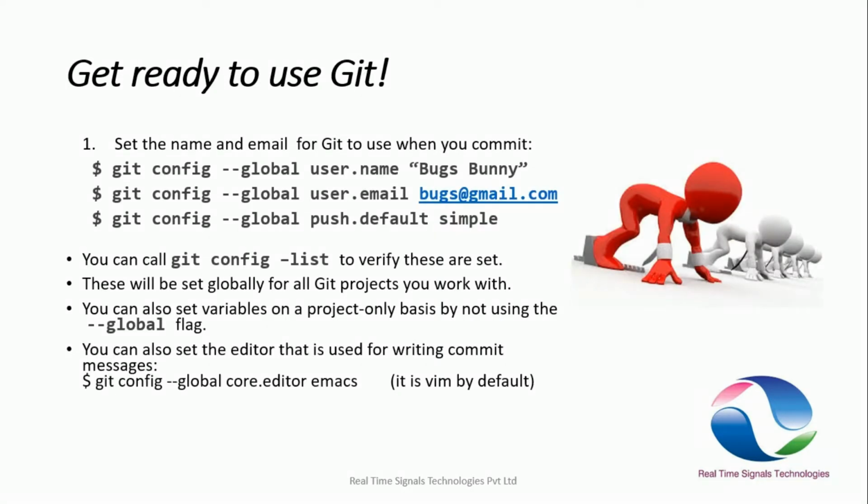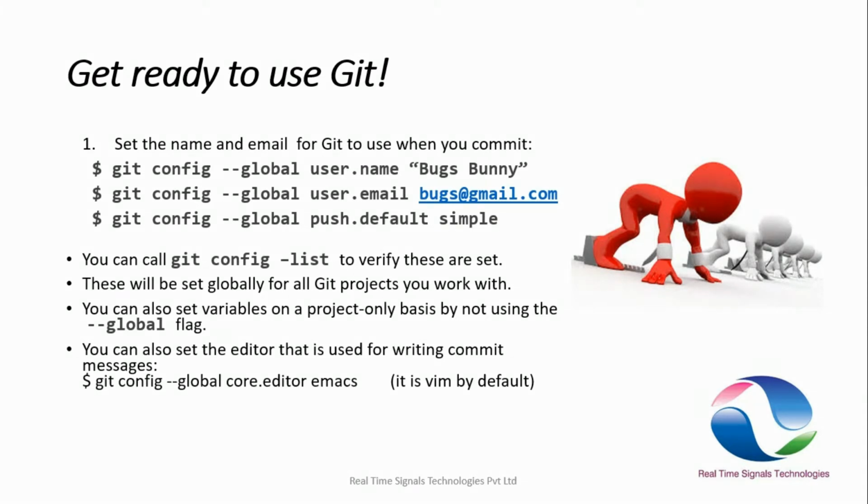Get ready to use Git. Set the name and email. Don't forget to use them when you commit. git config --global user.name "Bugs Bunny". git config --global user.email bugs@gmail.com. git config --global push.default simple.